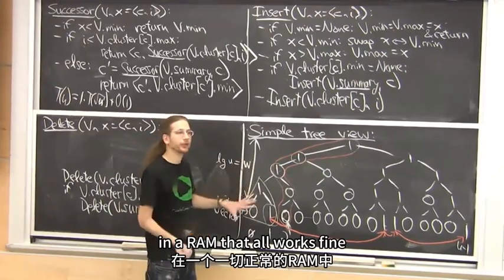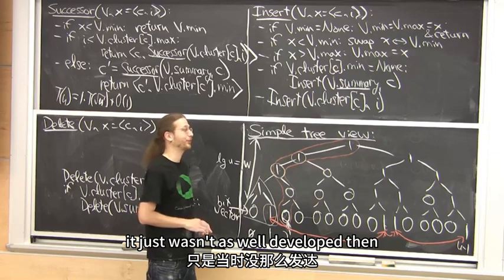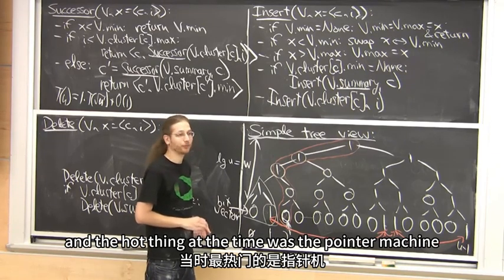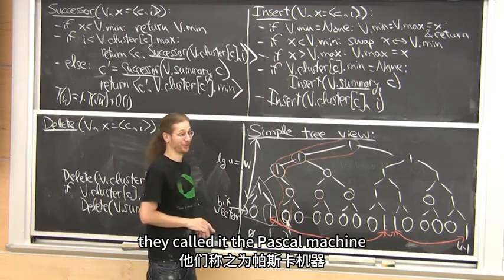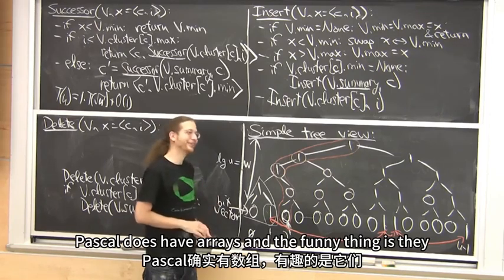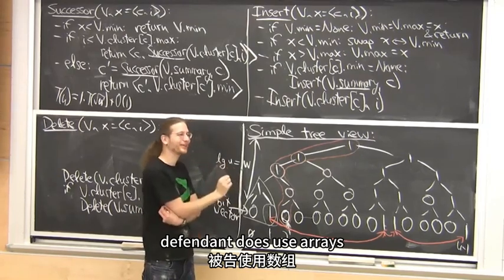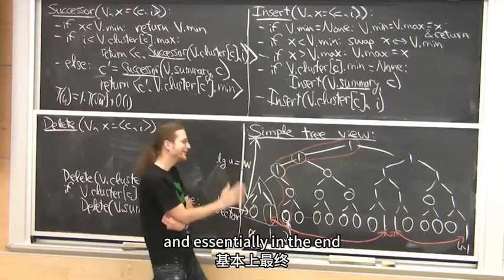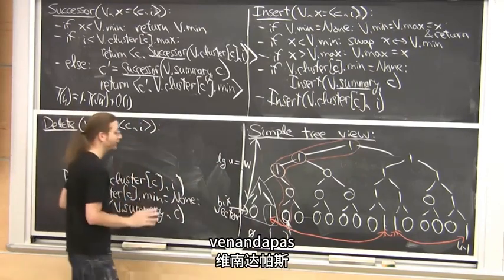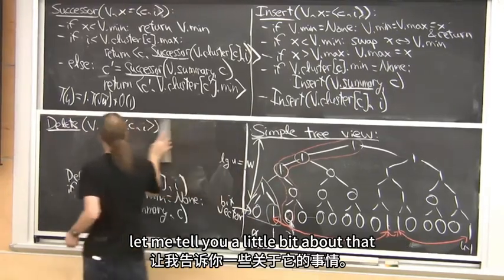So in a RAM, that all works fine. When Van Emde Boas wrote this paper, though, the RAM kind of didn't exist. It just wasn't as well developed then. And the hot thing at the time was the pointer machine. And their data structure, or I guess at that point they called it the Pascal machine, more or less. Pascal does have arrays, and the funny thing is Van Emde Boas does use arrays, but mostly it's pointers, and you can get rid of the arrays from their structure. And essentially, in the end, Van Emde Boas, as presented like this, is in a pointer machine. Let me tell you a little bit about that.